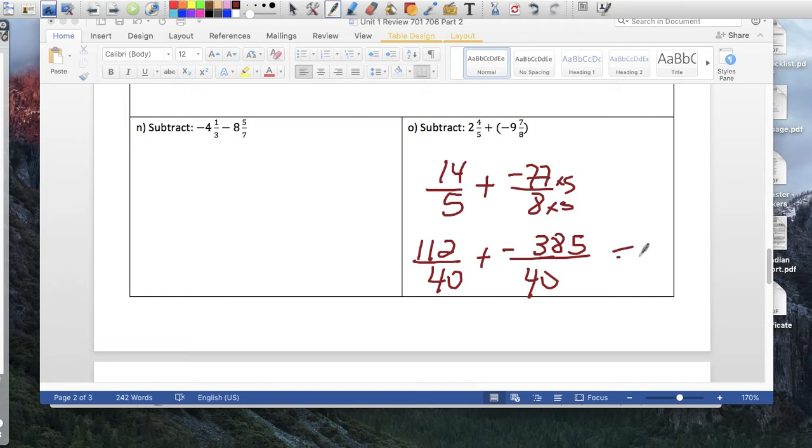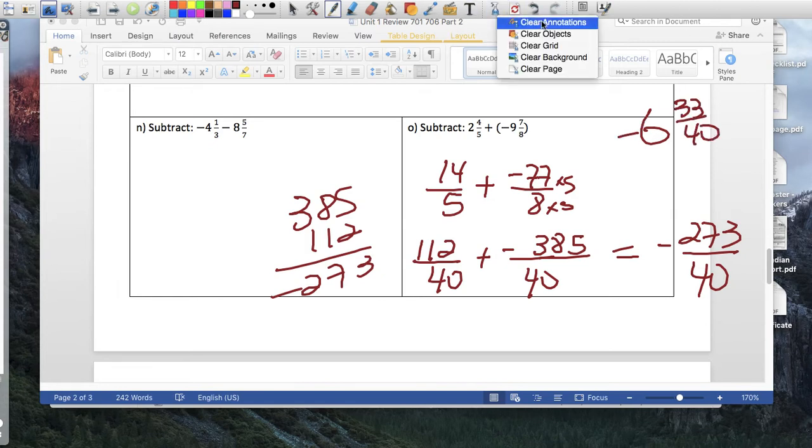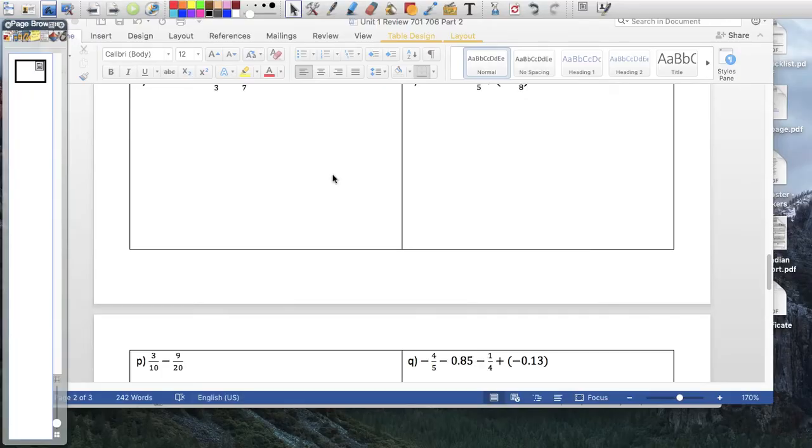It's going to be something over 40. You just don't know if it's positive or negative, but it is negative because there's more negatives. And how much more? Well, it's going to be 372, negative 273. 40 goes into 273 6 times, which is 240. 33 left over 40. Negative.